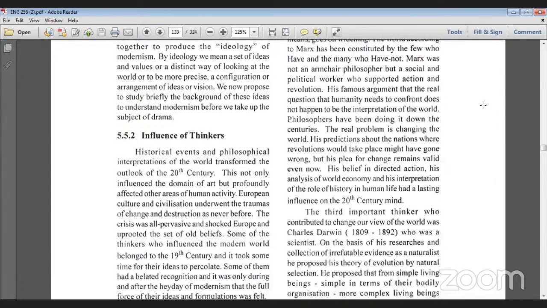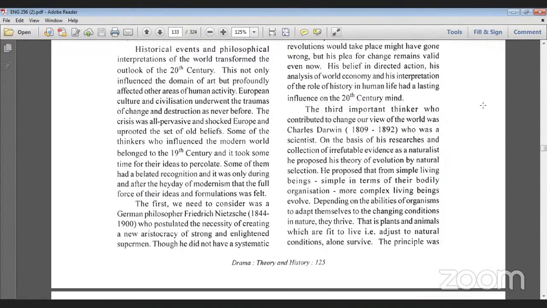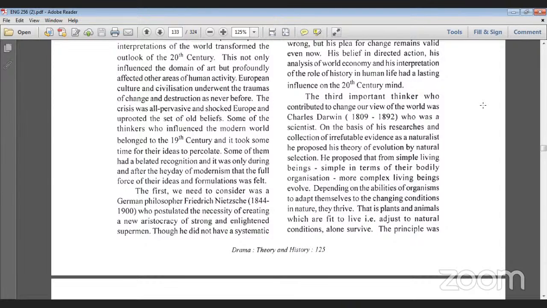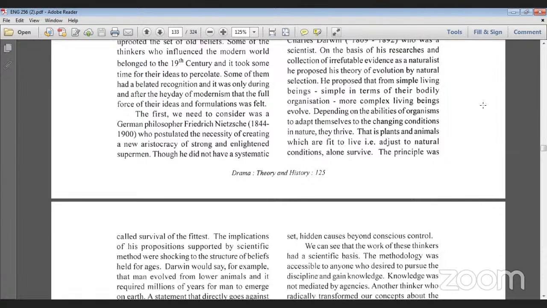Charles Darwin, who was a scientist, on the basis of his research and collection of irrefutable evidence as a naturalist, proposed his theory of evolution by natural selection. He proposed that from simple living beings, simple in terms of their bodily organization, more complex living beings evolved, depending on the abilities of organisms to adapt themselves to the changing conditions in nature. Plants and animals which are fit to live in natural conditions alone survive. The principle was called survival of the fittest.